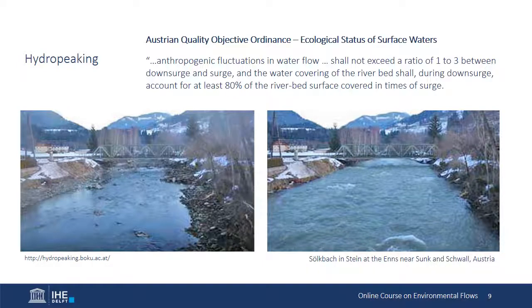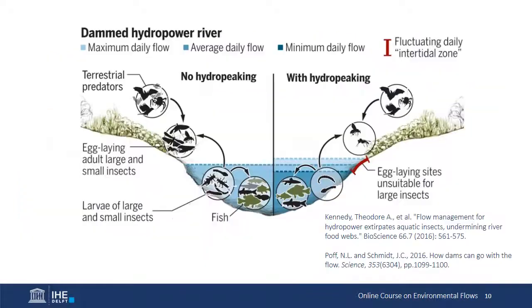This is text from an Austrian ordinance, which restricts anthropogenic fluctuations in water flow to a maximum factor 3 change between the low and high flow values of a surge. It also requires that the proportion of the bed covered by water not change by more than 20% from the high water mark to low water points in the surge. Rules such as these help to limit the ecological impacts, but certain river communities may still be affected.